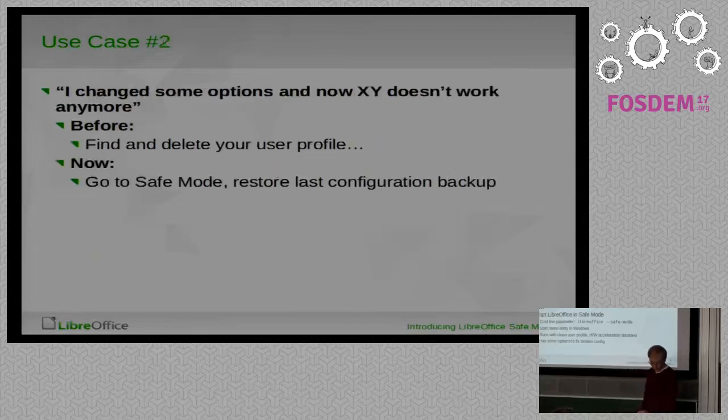Another use case: I changed option XY, and now LibreOffice doesn't work anymore, or it works differently than before. Before, the solution was, delete your user profile. And now we can tell them, go to the safe mode and restore the last configuration backup. There is a backup functionality included. It is not yet enabled by default in 5.3, but you can enable it by setting some ini options. I will explain that later. Hopefully it will be enabled for the next release.